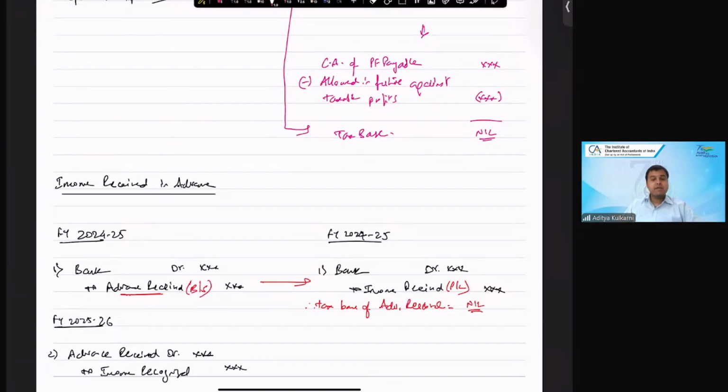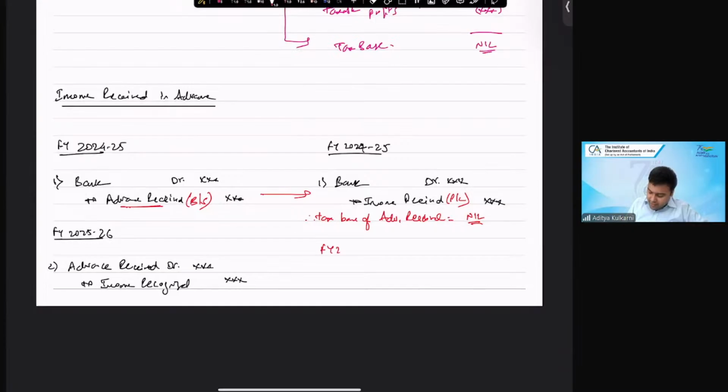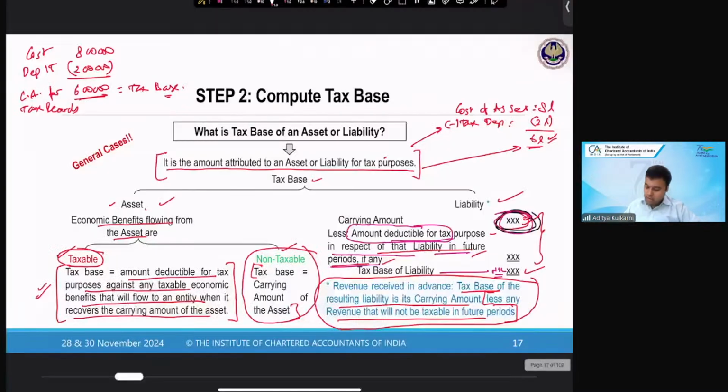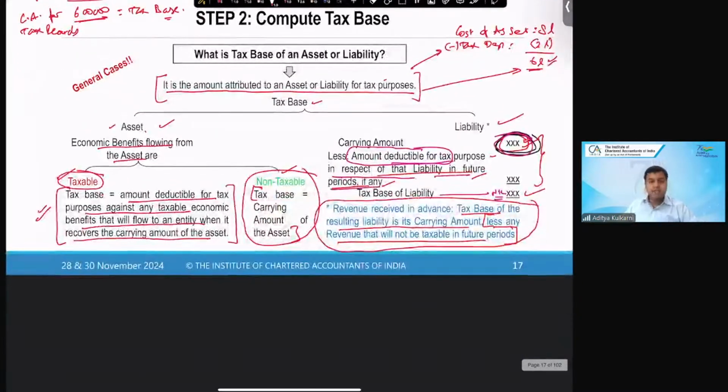Advance received is a balance sheet item in your accounting records. But that advance received is not visible in your tax records because you have already offered it for tax. In FY 25-26, will the taxman do anything? Answer is no. Because income was received and offered for tax on receipt basis. Are you able to follow? Yes, sir.